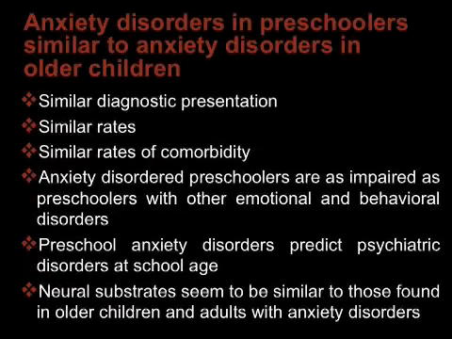And anxiety disorders in preschoolers are in many ways similar to those in older kids. The diagnostic presentation is similar. The rates are similar. The rates of comorbidity are similar. The children are very impaired. These disorders predict later psychiatric disorder. And lastly, some of these early data are suggesting that the neural substrates may be similar.